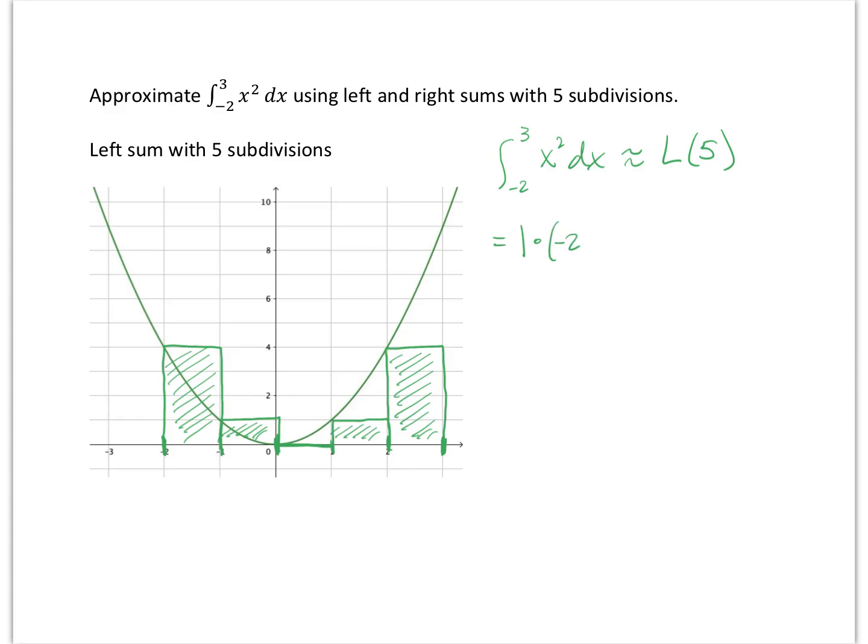I'm going to put -2 squared. That's how you calculate the height of the function at -2. You just plug -2 into your formula x squared. Okay, my next rectangle, base is 1, and the height is the height of the function at -1. So I take my -1, plug it into x squared.